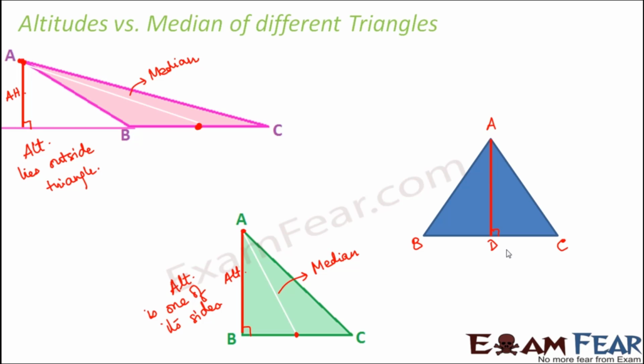So what do we understand from this? We understand that median is one concept which tells us how we can divide a triangle into multiple triangles of equal areas. So median helps us to do that. Median divides a triangle into smaller triangles of equal areas. When we talk about altitude, it gives us the height of a triangle. Now height of a triangle from different perspectives are different. So we can draw 3 medians in a triangle, we can draw 3 altitudes in a triangle.